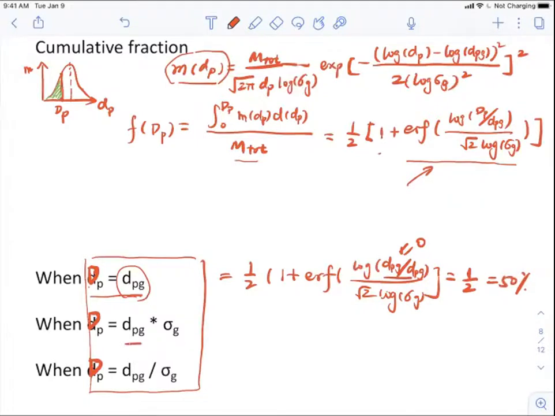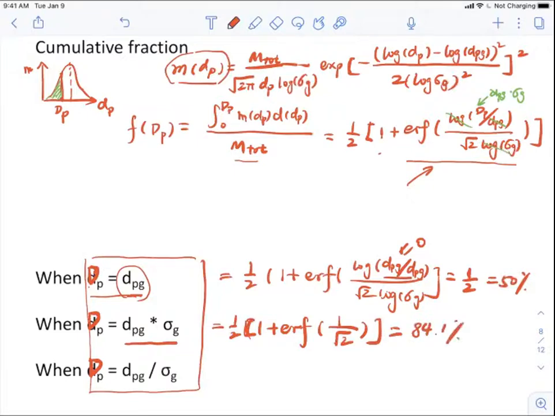Okay, so we can also plug in this size, right? dpg multiplied by sigma g. You can see that if the particle size is dpg multiplied by sigma g, this thing is just going to cancel out, right? This is going to be log of sigma g, and this denominator and numerator can cancel out, right? So it's just 1/2 multiplied by the error function of 1/square root of 2. Okay, so this happened to turn out to be 84.1%.